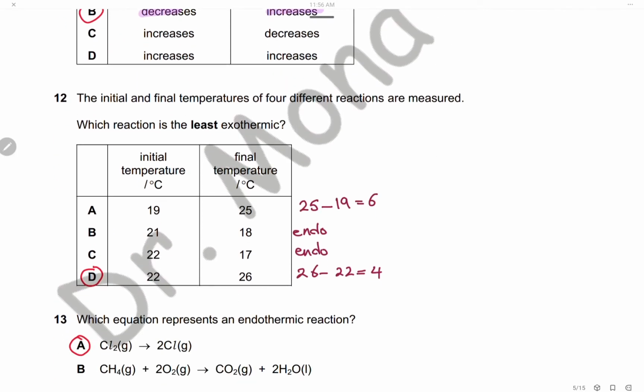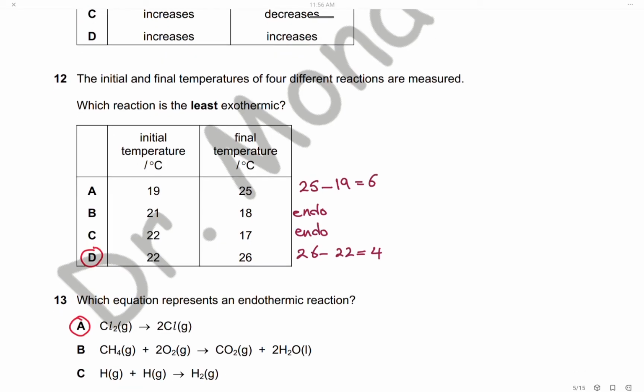Question 12. The initial and the final temperature of 4 different reactions are measured. Which reaction is the least exothermic? Least exothermic means it produces the least amount of heat or the least temperature difference. Here at A, the initial temperature was 19 and changed into 25. So we have 6 degrees increase in temperature.